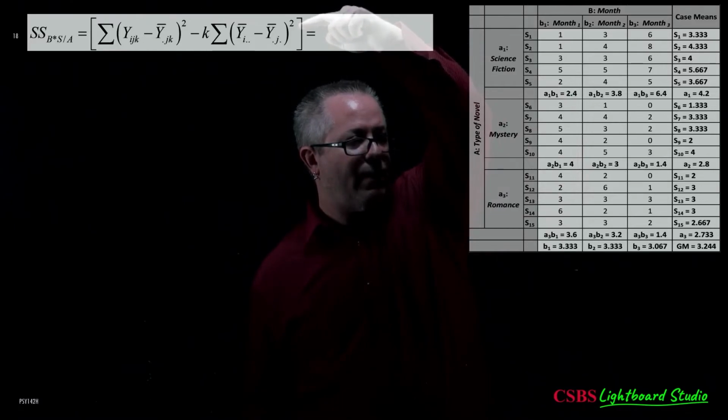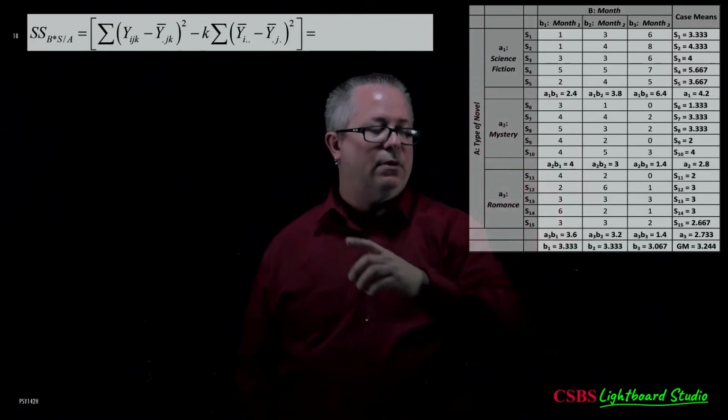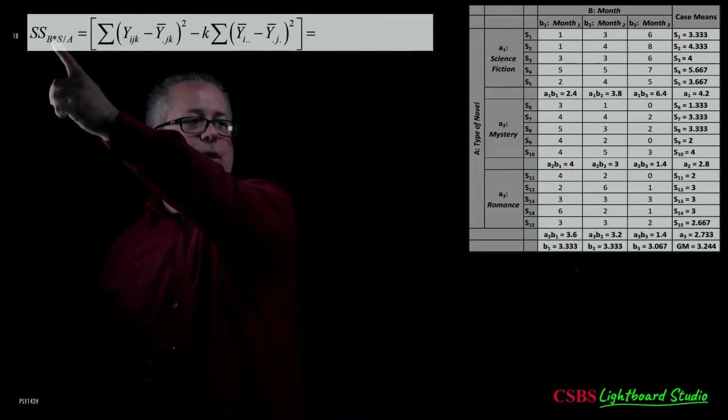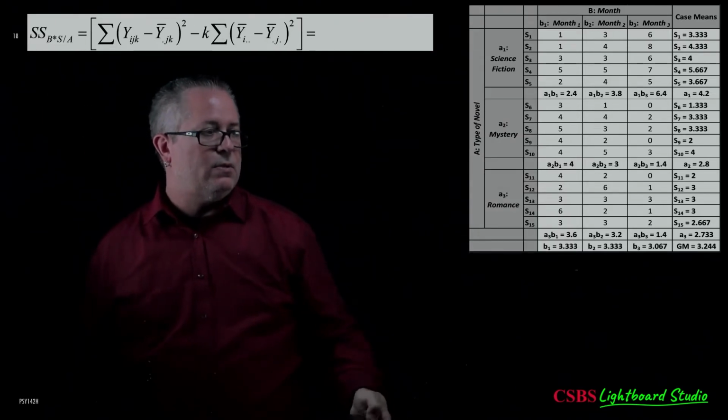And once we find that, we're going to subtract out the sum of squares S with an A that we already found. And that's going to give us our repeated measures term, B by S with an A. Let's look at all those. Look at all those numbers.